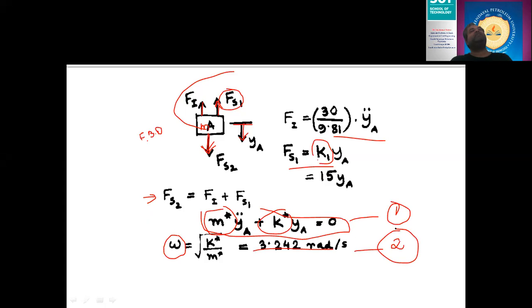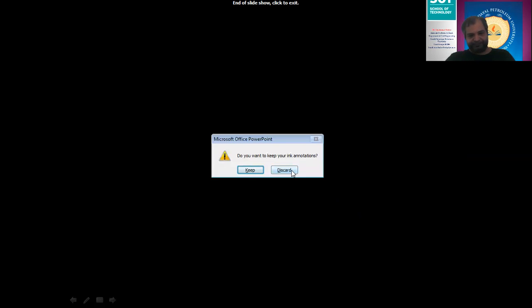That is what is being given in the equation. I hope this is clear. So this is your third problem based upon this. So this way, I'm completing the undamped free vibration cases.